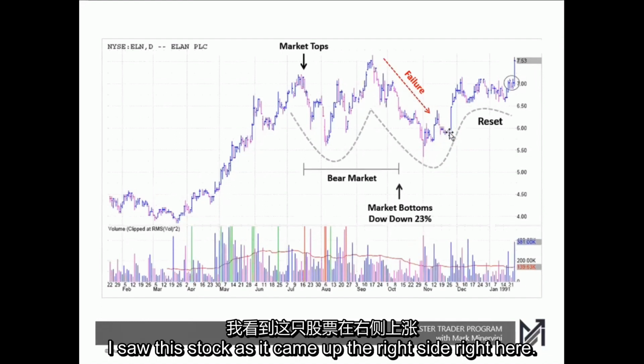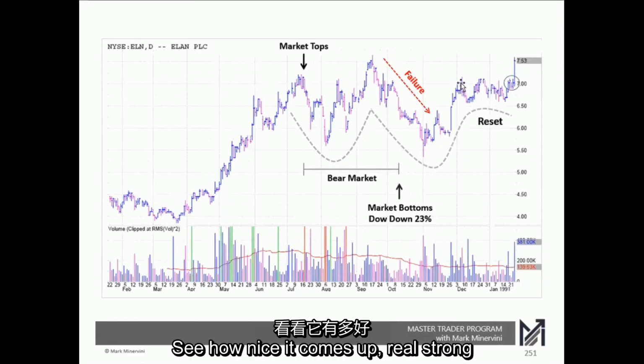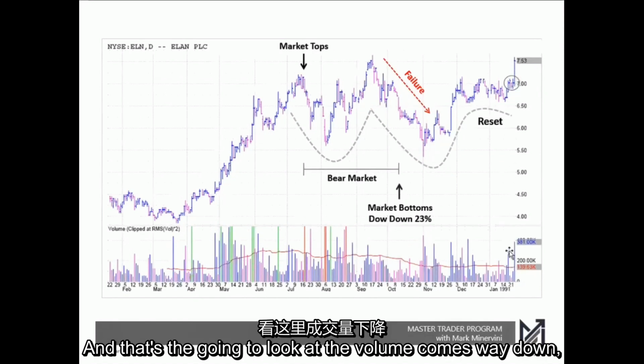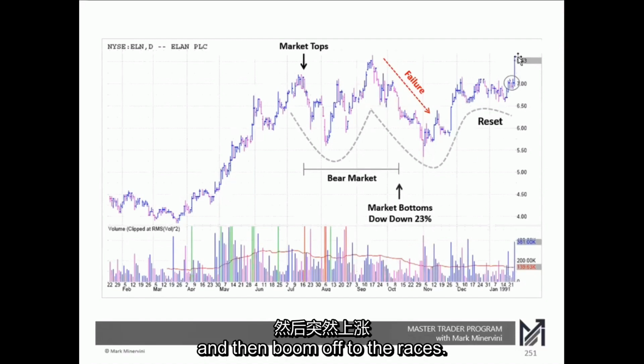I saw this stock as it came up the right side right here. See how nice it comes up real strong, and then it tightens up, and then look how tight it is right here on the right side. And that's the great. Look at the volume. Volume comes way down, and then boom, off to the races.